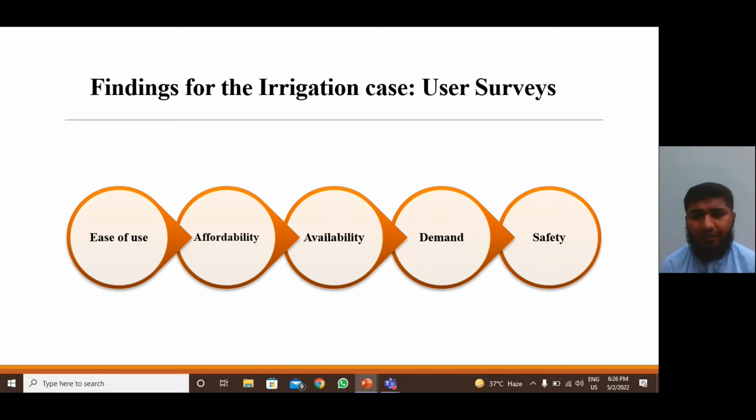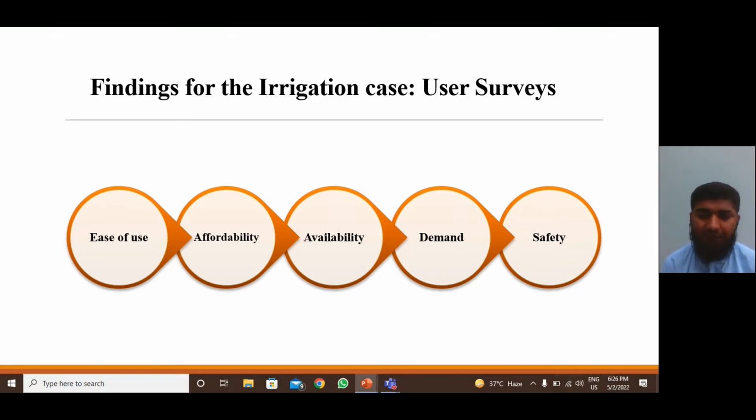Fourth one is demand. As the developed countries are moving towards green energy solutions, there is a huge demand for these systems in our country and other underdeveloped countries to improve the economy of the countries.